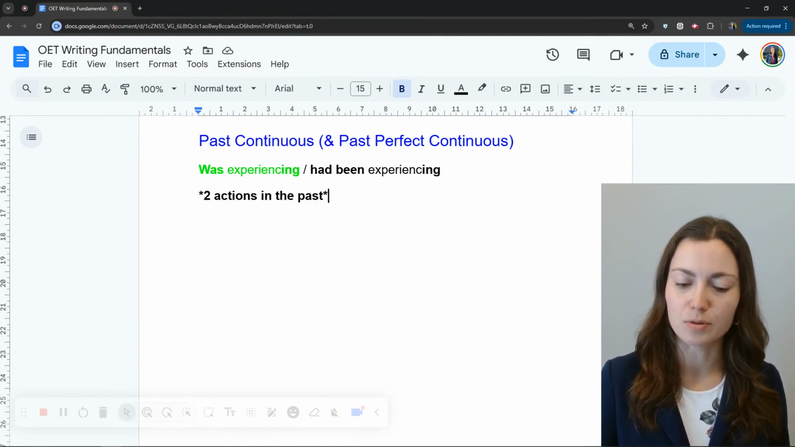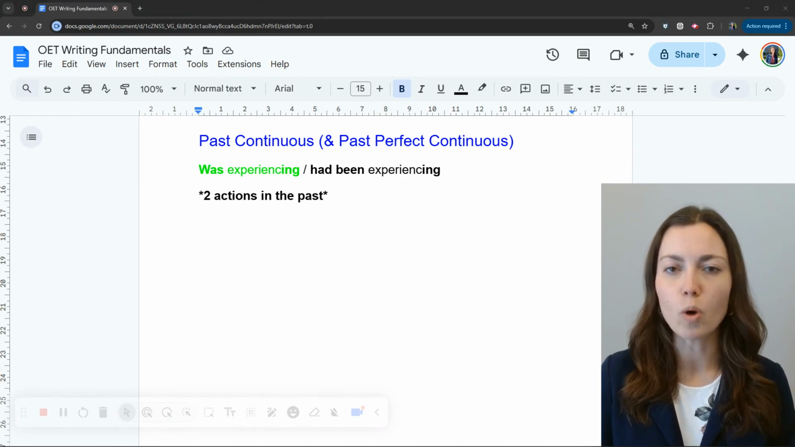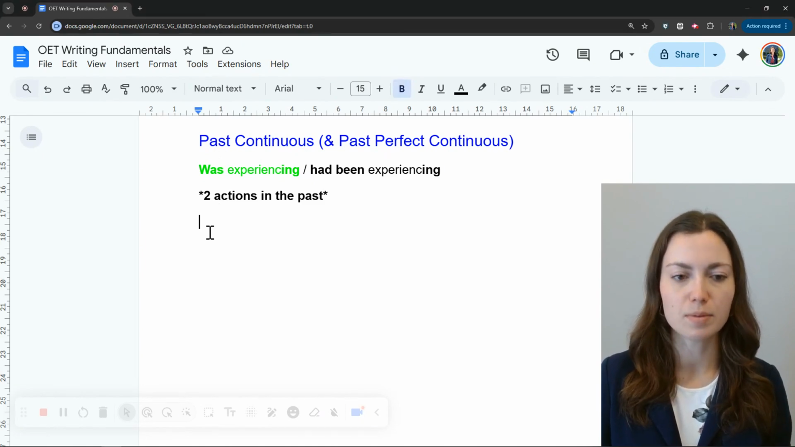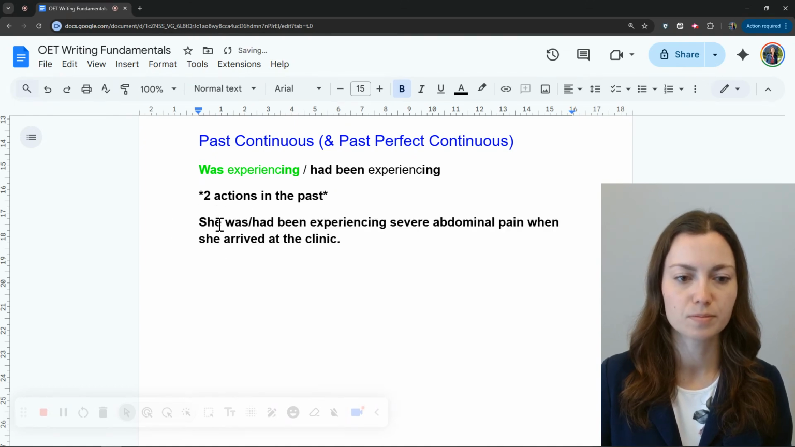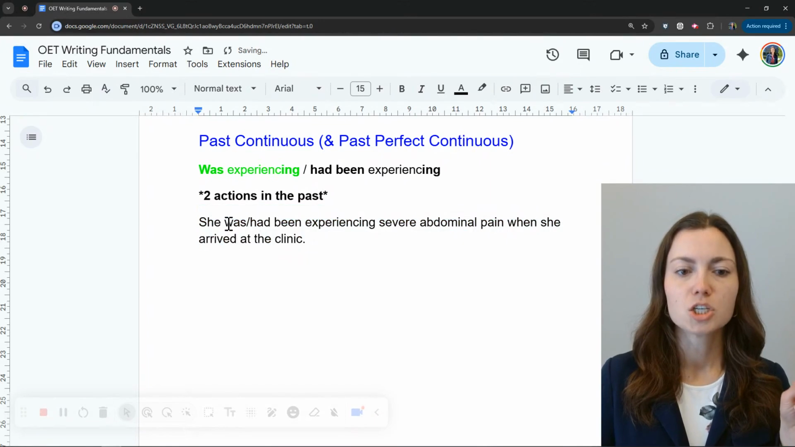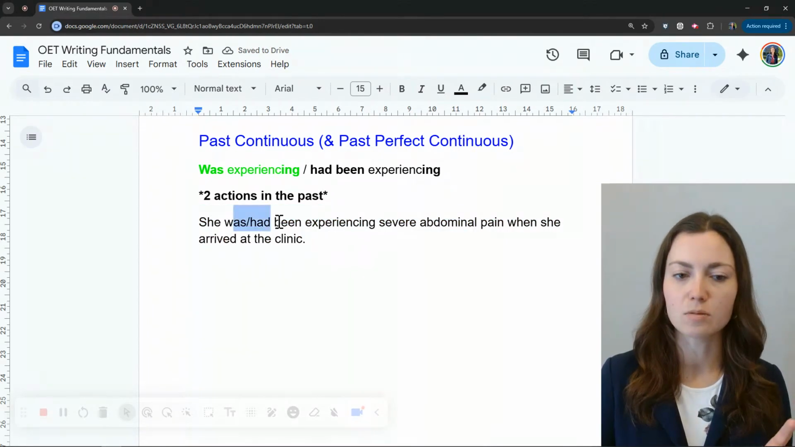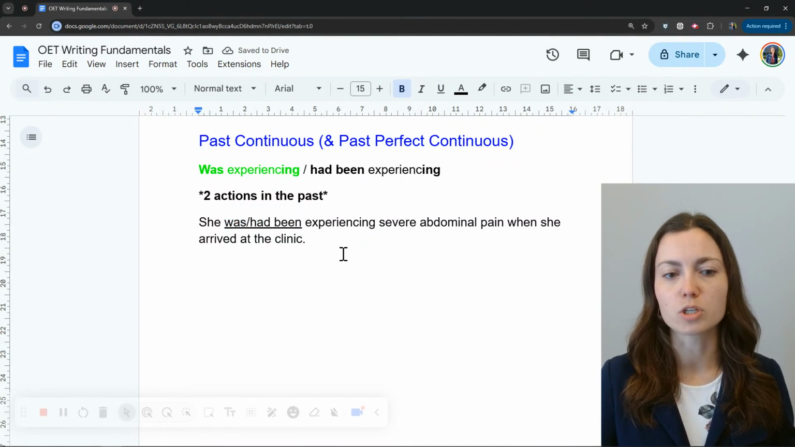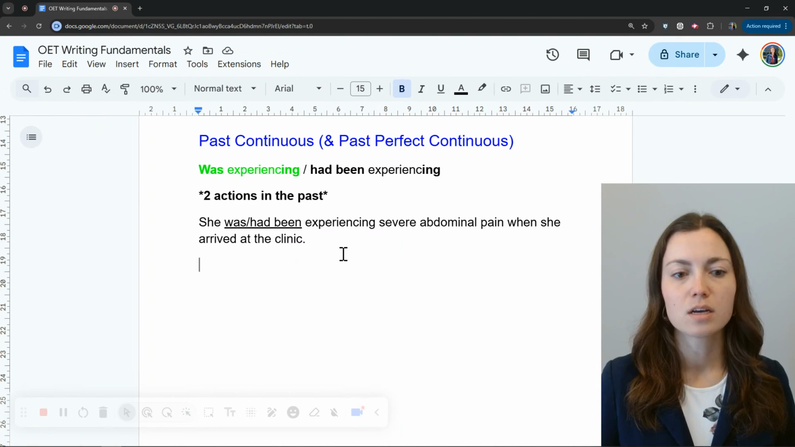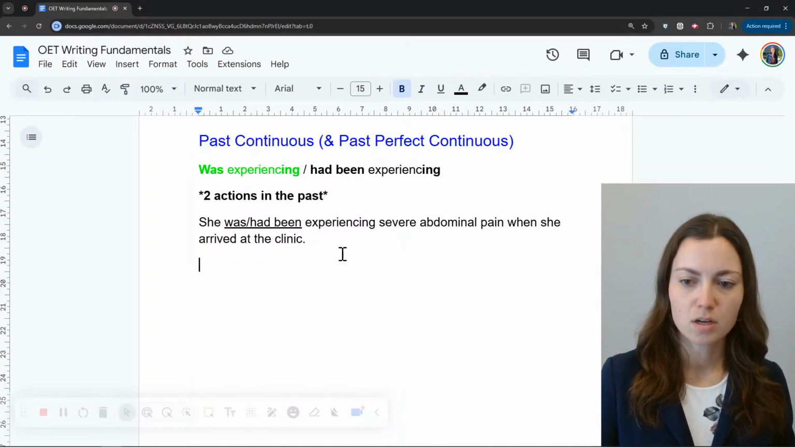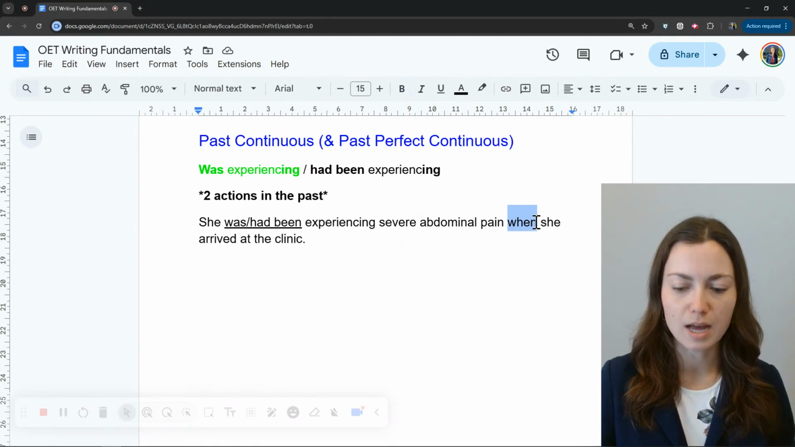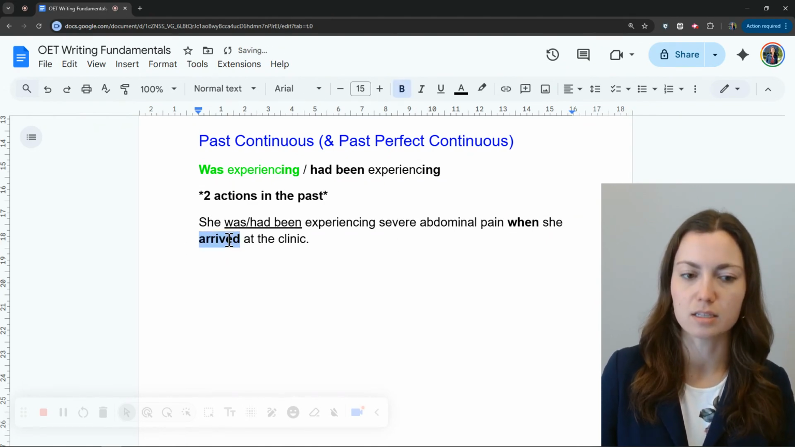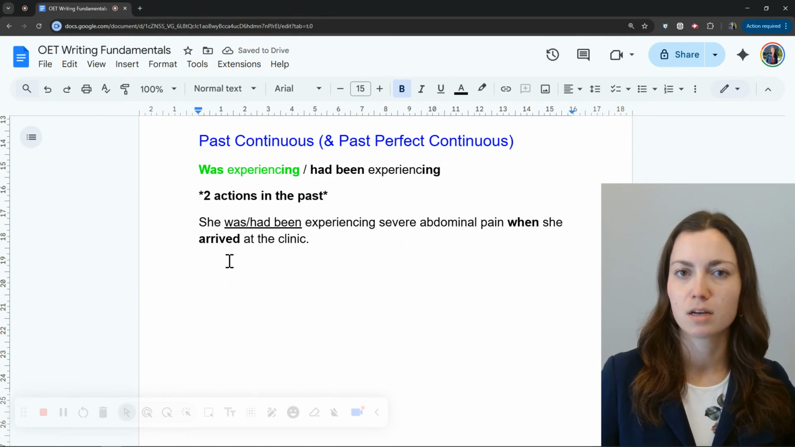But let's say, for example, you need to give some background. What was happening when the patient arrived at the clinic? So let me give you this as an example. So we have she was or had been, and remember you can substitute either here, that's fine. She was experiencing or she had been experiencing severe abdominal pain when, and you're almost always going to have some sort of time phrase. So when she arrived at the clinic, notice that that second verb is past simple.